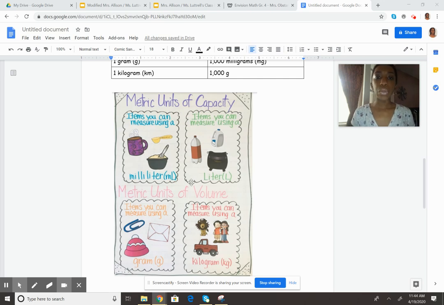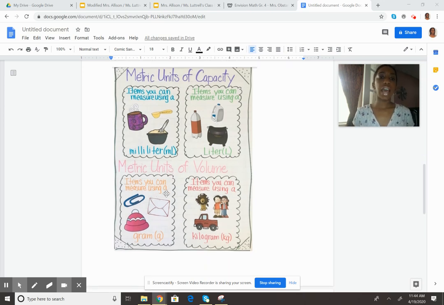Okay, next, items you can measure using a liter. For example, you can measure soda or water or milk. You usually hear, I'm going to buy a 2-liter soda. That soda is measured in liters, okay?